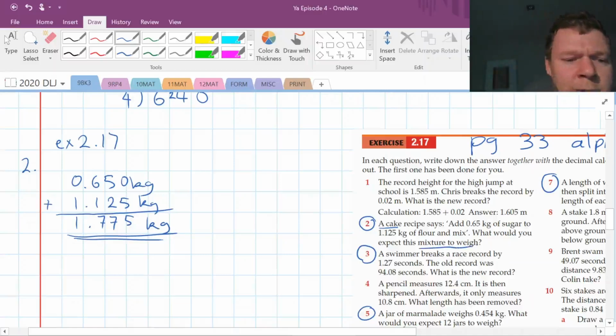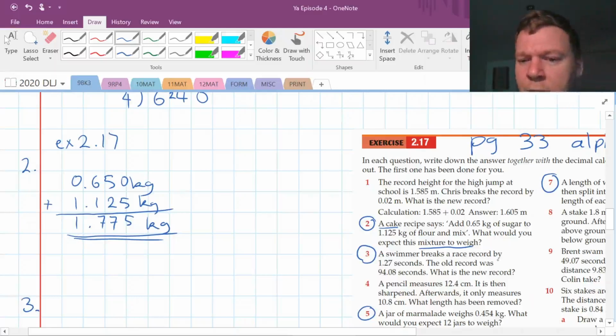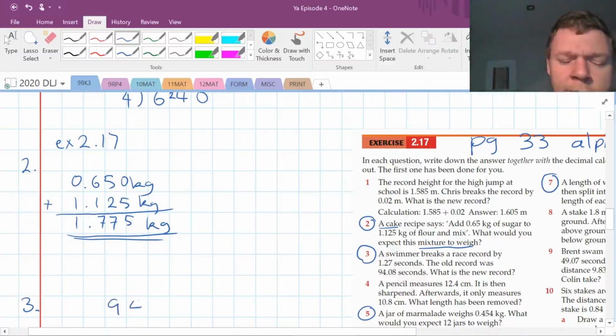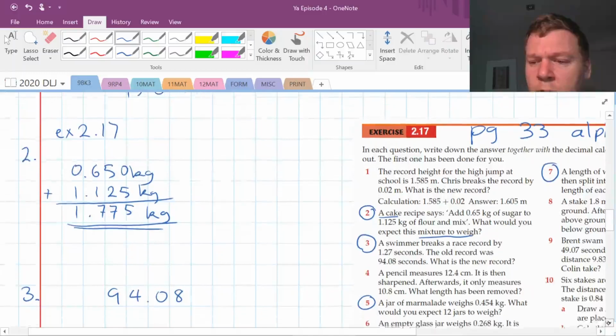Alright, number 3. A swimmer breaks a race record by 1.27 seconds. The old record was 94.08. What is the new record?